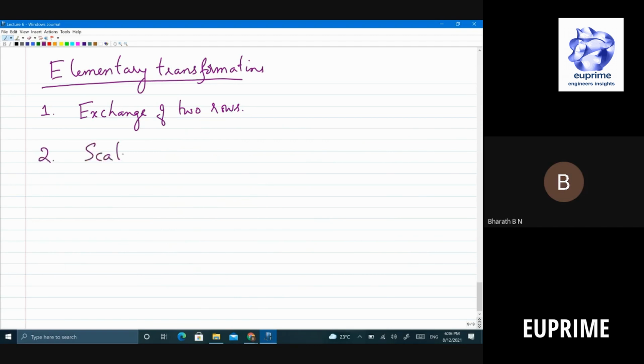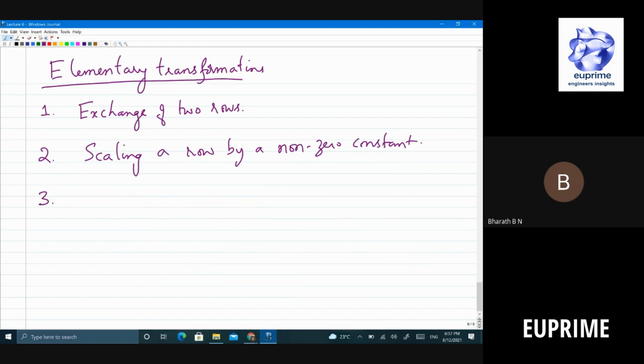Scaling a row by a non-zero constant. That's true, right? I take the fifth row and multiply by 6. I can get back the original matrix by dividing the row by 6, right? So that's invertible. Okay. So what is the third one?